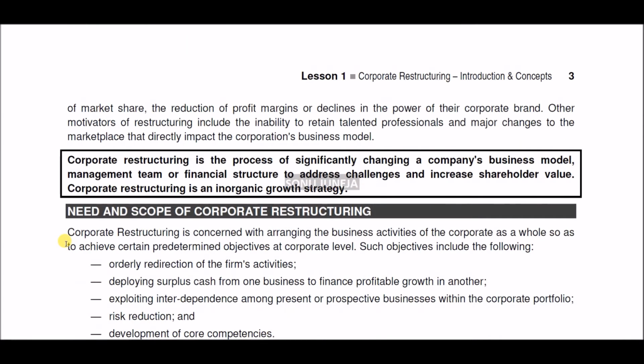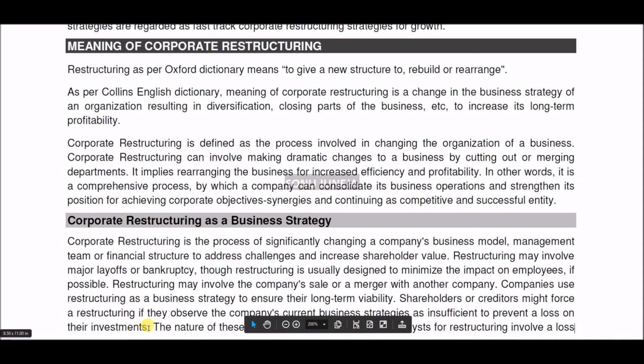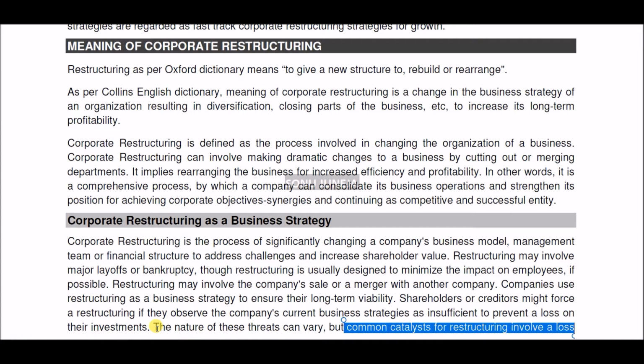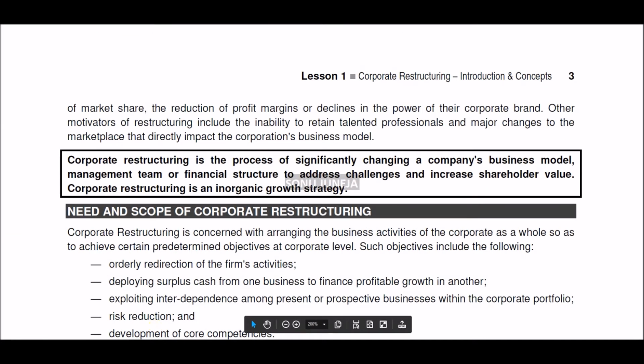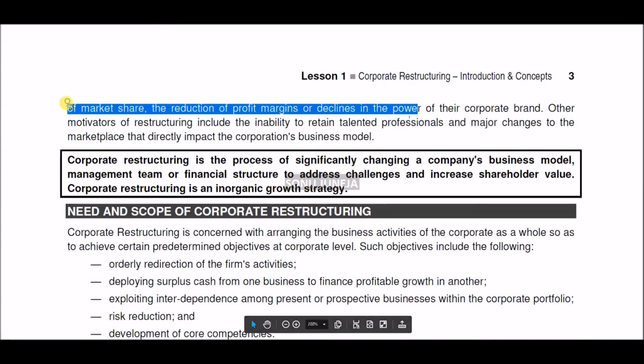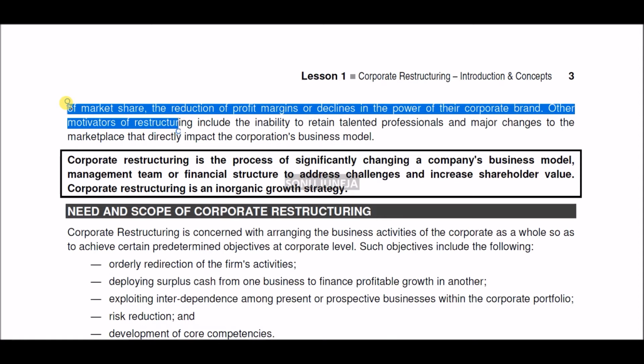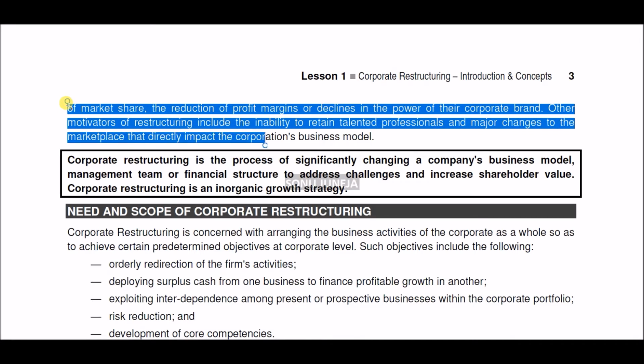Now the nature of these threats can vary, but common catalysts for restructuring involve a loss of market share, a reduction of profit margin, declines in power of their corporate brand, and other motivators of restructuring include inability to retain talented professional and major changes to the marketplace that directly impact on the corporation's business model.